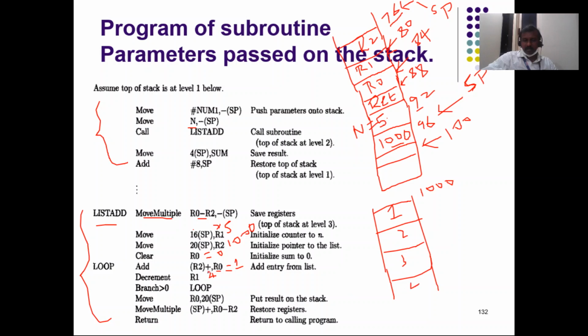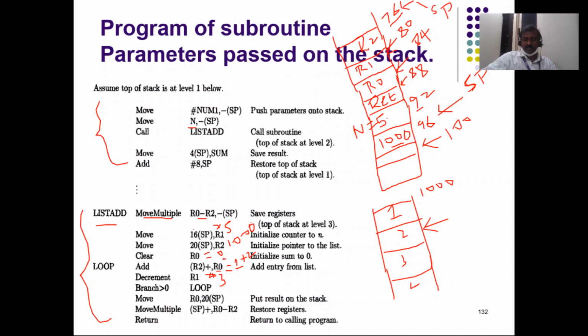Again the loop is this. R2 is post increment. Previously R2 was 1000, now it will be incremented to 1004. So 1004 contains the next value, which is 2. So 2 will be added with R0. Previously R0 is 1, so now it performs 1 plus 2, that is 3. Again decrement R1, it becomes 3. Check whether it is greater than 0. Yes, loop.